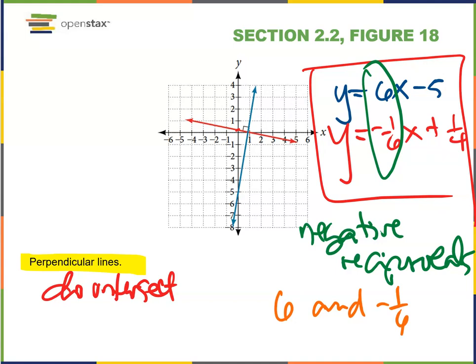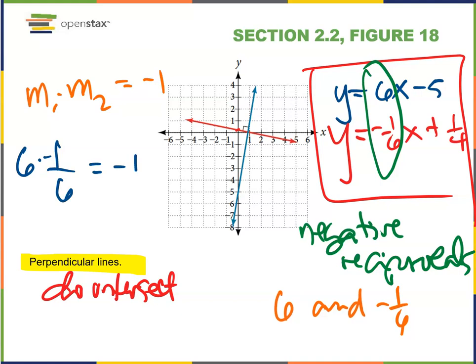Or you can check it: if you multiply the two slopes and you get negative 1, then they are perpendicular lines. The slope of the blue line is 6, the slope of the second is negative 1/6. When you multiply these, it is equal to negative 1. So that's why these two lines are perpendicular to each other.